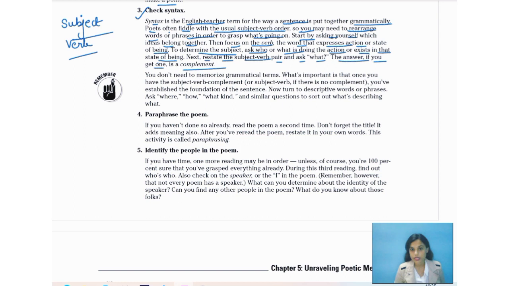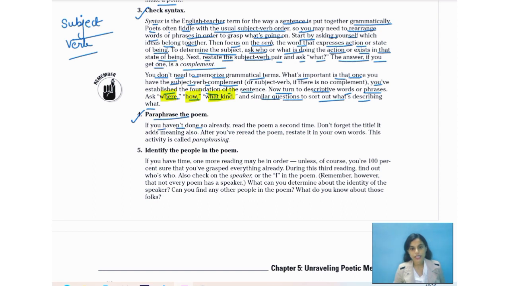That is another way. You don't need to memorize grammatical terms. What's important is that once you have the subject, verb and complement, you have established the foundation of the sentence. Now turn to descriptive words or phrases. Ask where, how, what kind, and similar questions to sort out what's describing what. So the questions you are going to ask these subject-verb orders are where, how, what kind, and other similar questions.